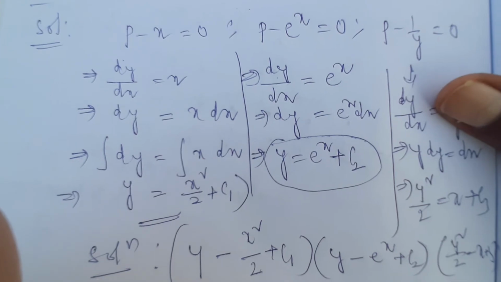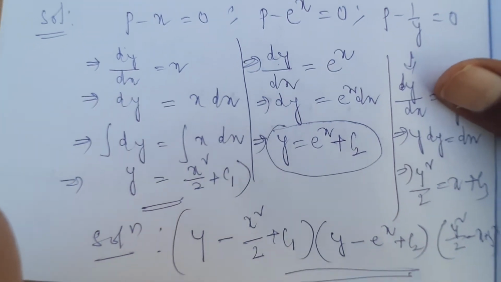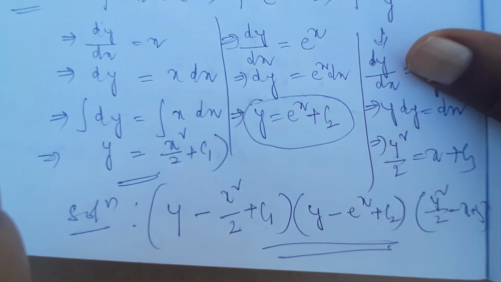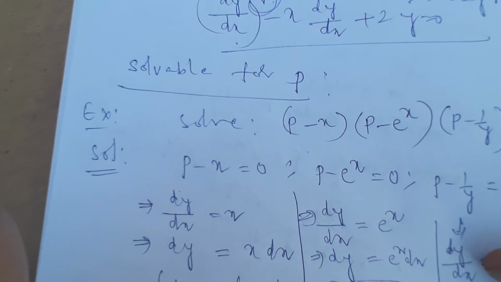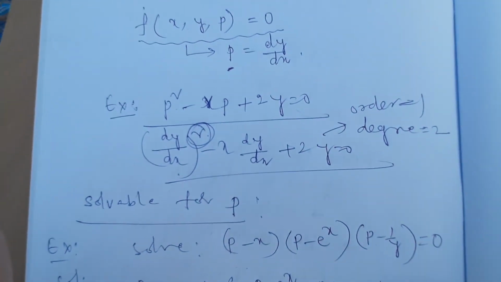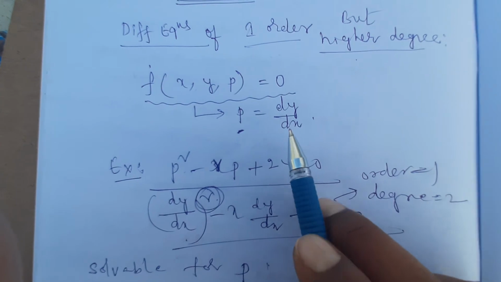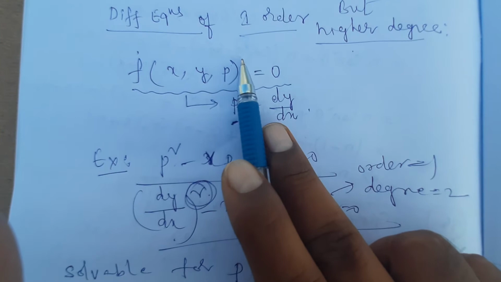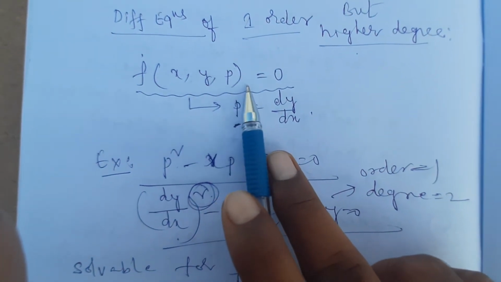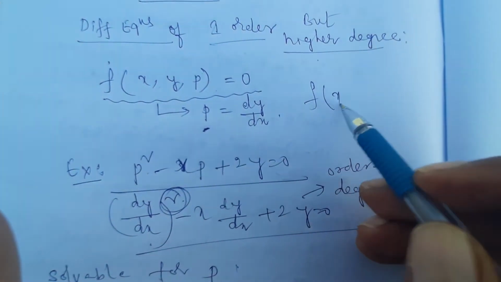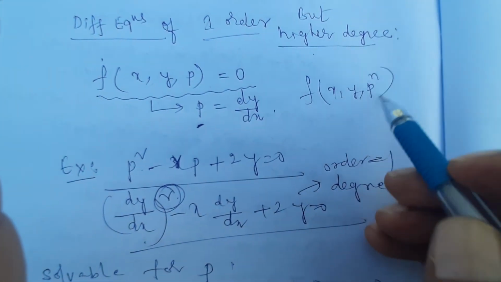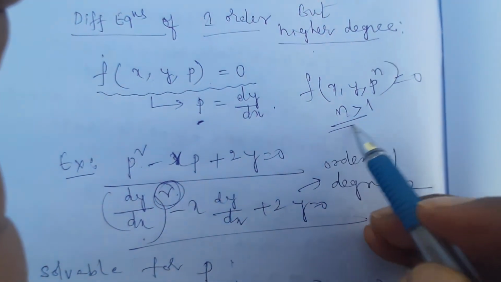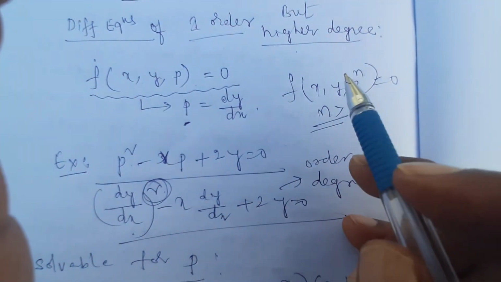After finding the solutions for these three factors, the complete general solution is given by multiplying all those values. Okay, this is the model for solvable for p, where p is nothing but dy/dx. Presently we are doing first order but higher degree, meaning p to some higher power will be there. Earlier it was first order first degree. If they give f of x, y, p^n equal to 0 and n is greater than 1, then this is first order but higher degree.